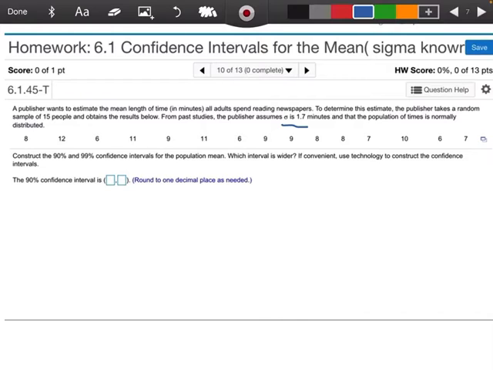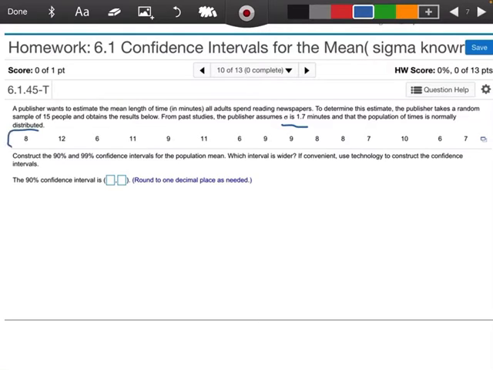Okay, so it says construct the 90% and 99% confidence intervals for the population means, and it says which interval is wider, and then it says if convenient, use technology to construct the confidence intervals. Okay, so let's go ahead and go through this problem here.